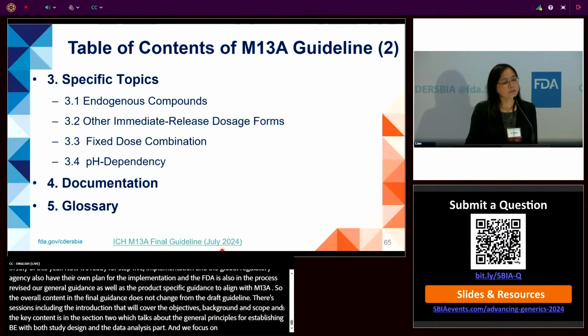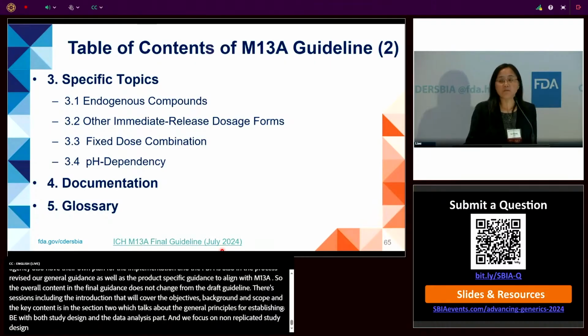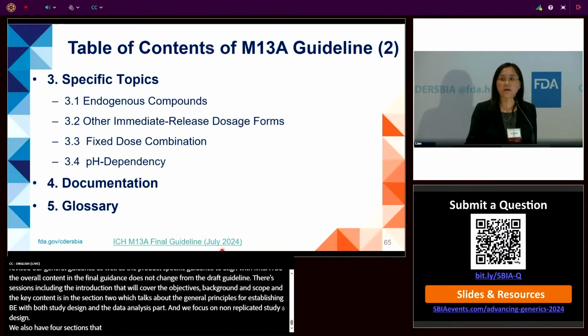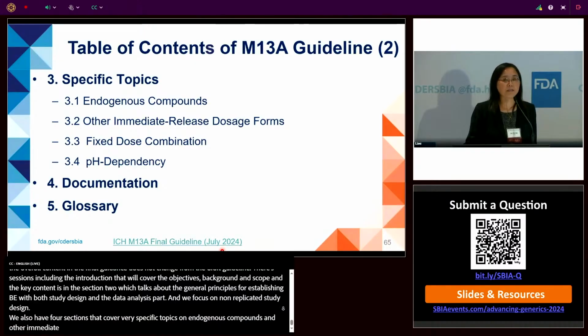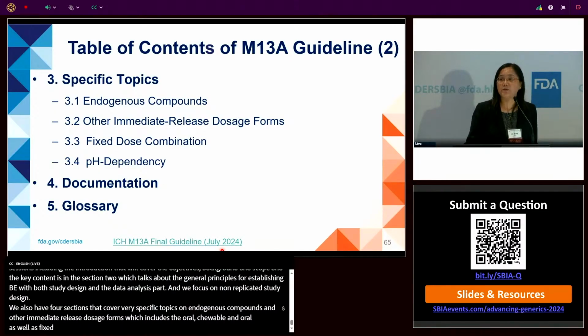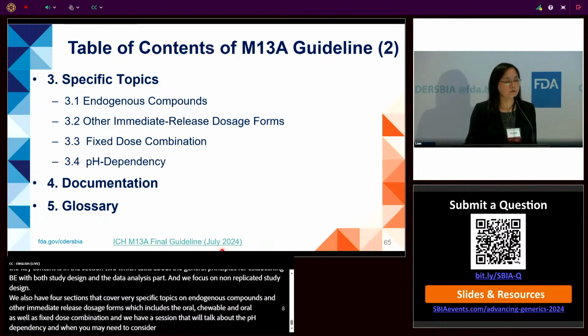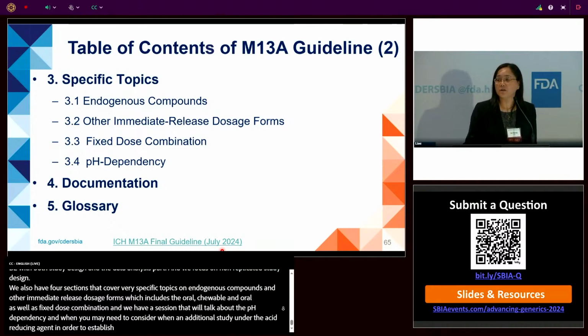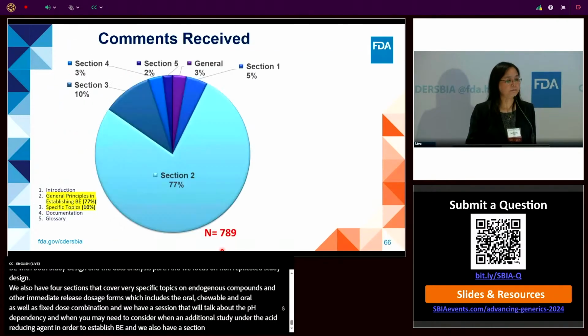We also have 4 sections covering specific topics: endogenous compounds, other immediate release dosage forms, including orally disintegrating tablets, chewable tablets, and oral suspension, as well as fixed dose combinations. We also have a section on pH dependency, when you may need to consider one additional study with an acid-reducing agent in order to establish BE, and a section on documentation and glossary.